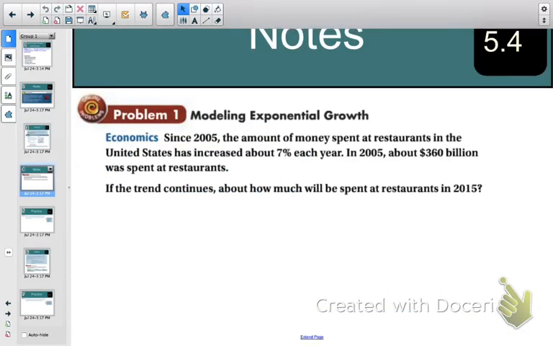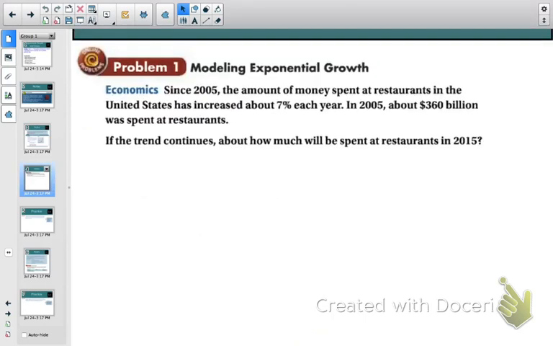Okay, so this one says, since 2005, the amount of money spent at restaurants has increased about 7% each year. Okay, so this is your percentage rate here. In 2005, about $360 billion was spent at restaurants. If the trend continues, about how much will be spent at restaurants in 2015? Okay, so really, you need to write your equation first. For the equation, the 2005 doesn't matter. That's just when it started.